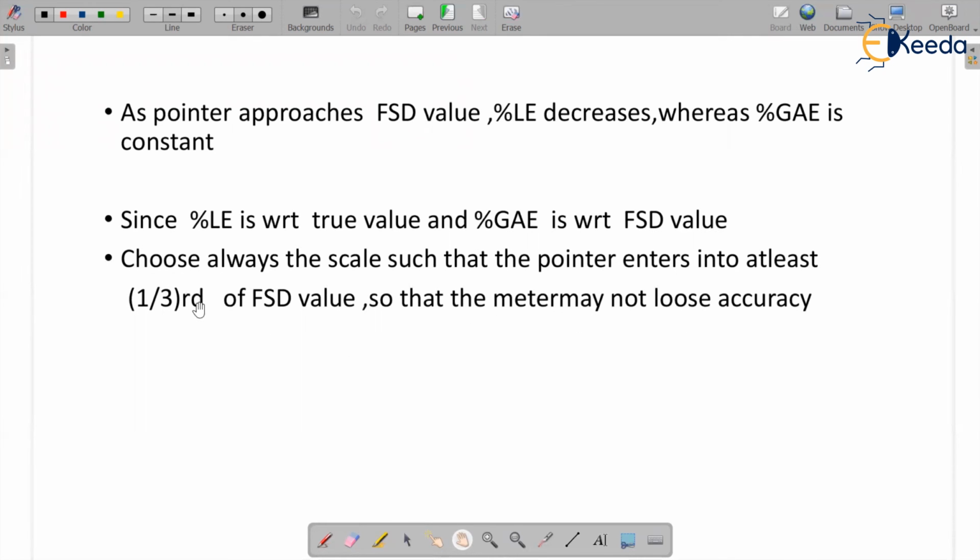Okay, now as my pointer is approaching the FSD value, that is the reason to always choose the scale such that the pointer enters into the last 1/3 of the scale, so that the meter may not lose accuracy.